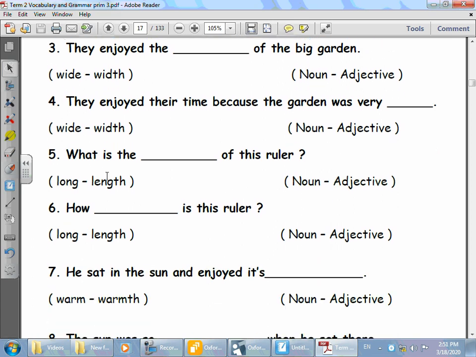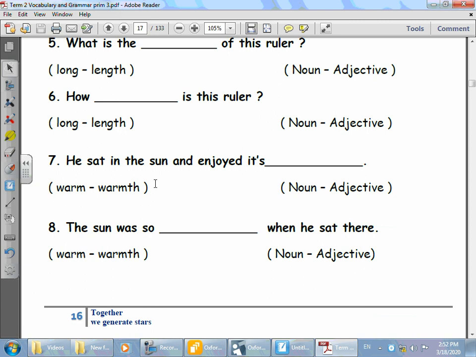Excellent. Okay, next, number 5. What is the what of this ruler? What is the long or what is the length? Excellent, length. So it's a noun. Okay, number 6. How is this ruler? How long or how length? How long. So it's an adjective. Super, I'm so proud of you.